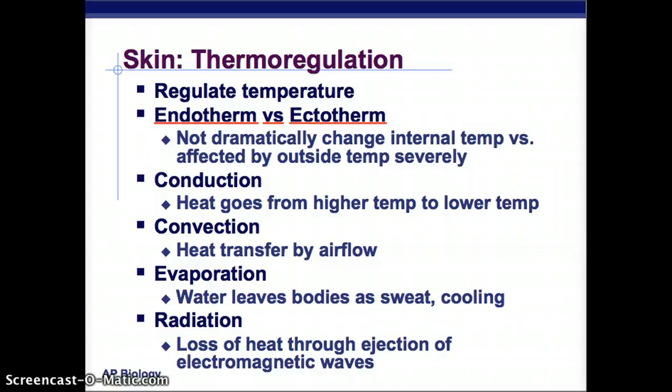Then there's also evaporation. Water leaves bodies as sweat. That's a cooling process. So on hot days we sweat, so we get cooled off. And radiation is the loss of heat through the ejection of electromagnetic waves. So all those processes just come to say the skin helps to regulate our temperature.